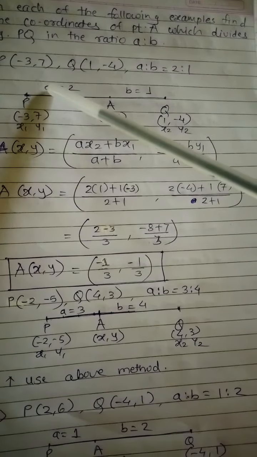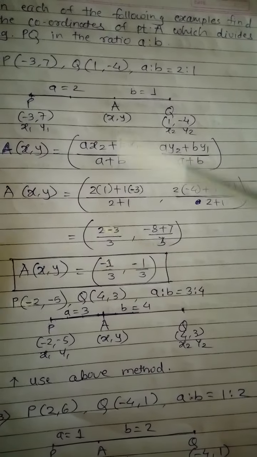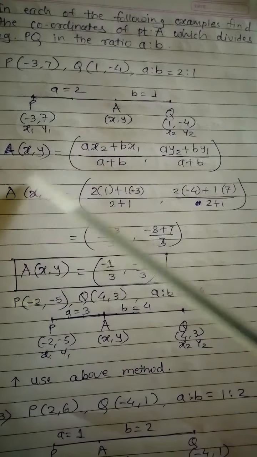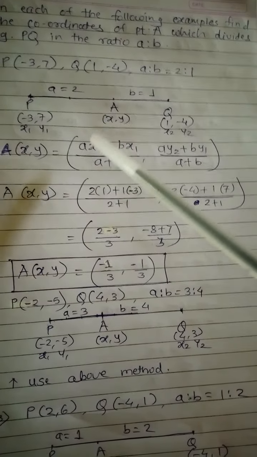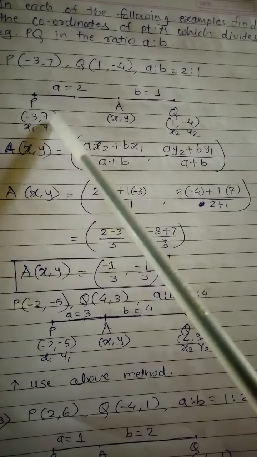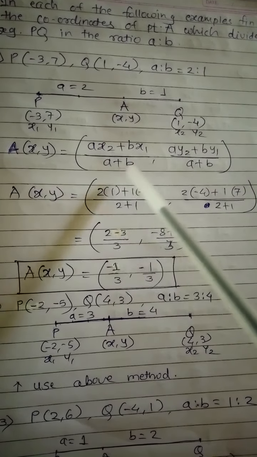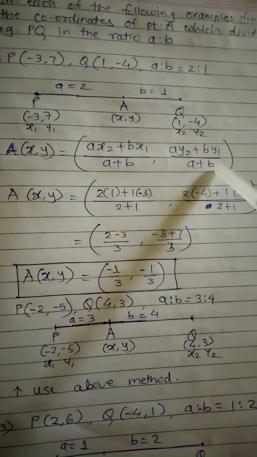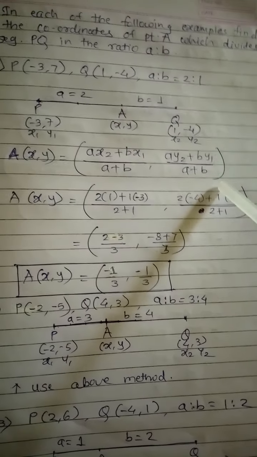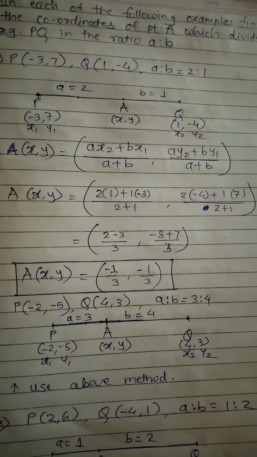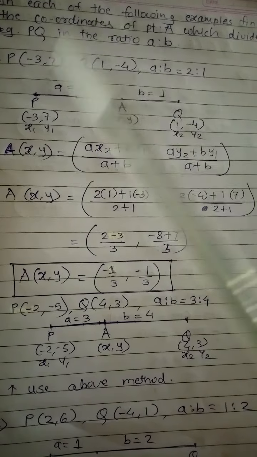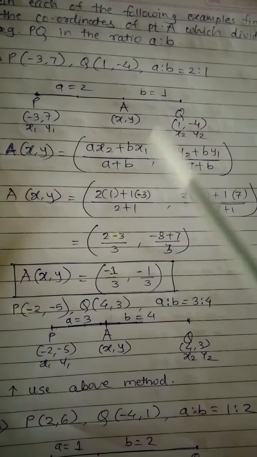Instead of m you are given here A, so the value of A is 2. You have to just change your formula: instead of writing m and n, you write A and B. So (Ax2 plus Bx1) upon (A plus B), and (Ay2 plus By1) upon (A plus B). The formula is the same, I just changed m and n to A and B.